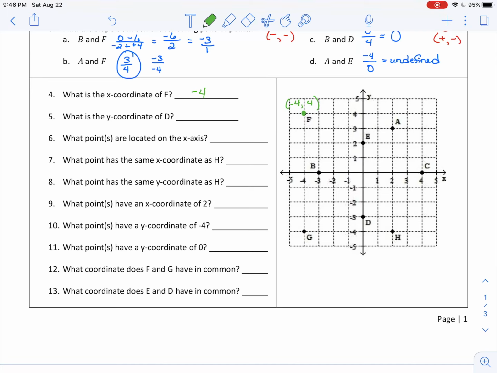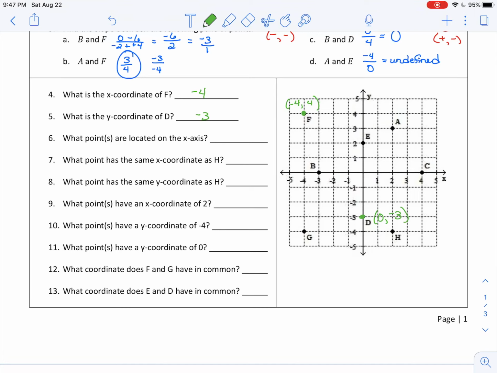If I want the y-coordinate of D, I want to know how high up or down it has moved. If D is down here, it has gone down 3 units. It didn't go left or right, so it would have 0 for the x-coordinate, but it has -3 for the y-coordinate.